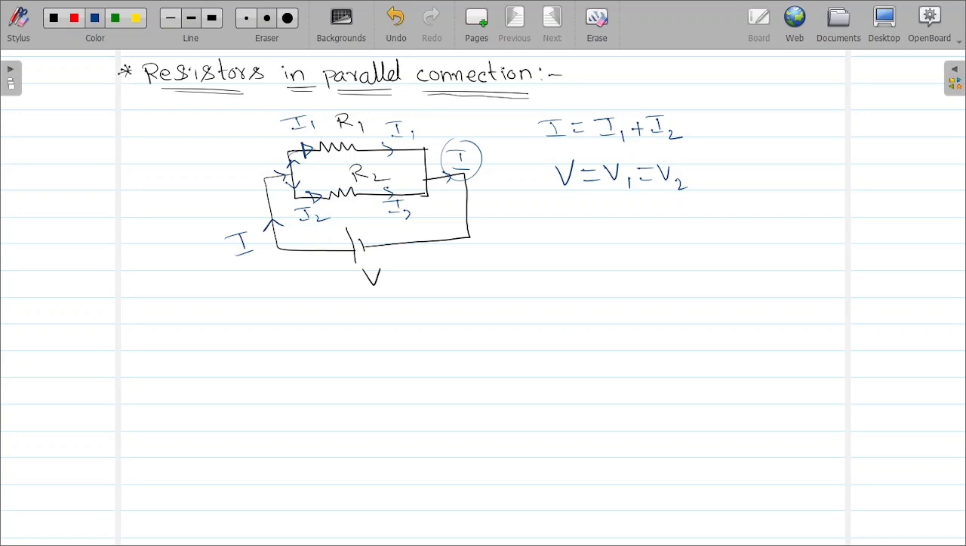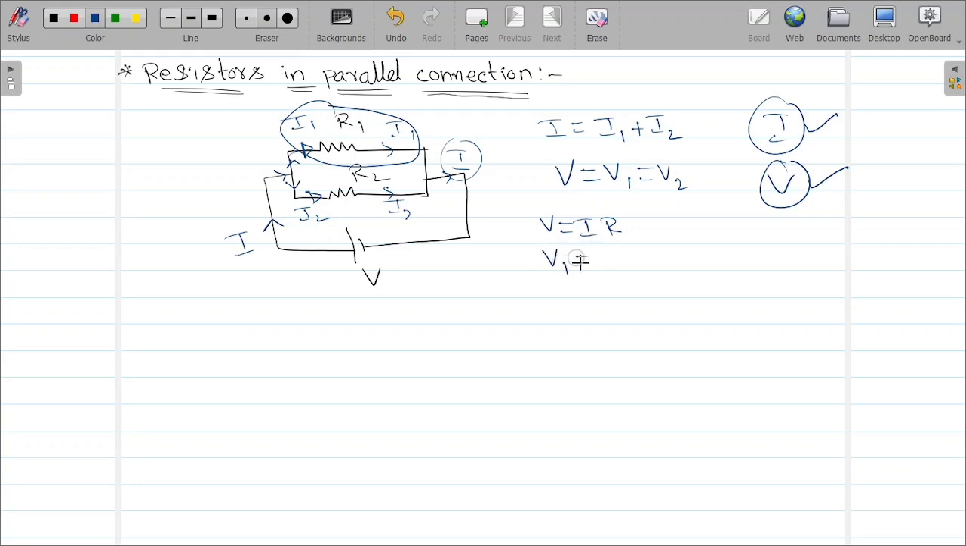In series connection, current is constant. In parallel connection, potential is constant. Very important point, you have to remember it. In series connection, current is constant. In parallel connection, potential or voltage is constant. Already you know the formula. What is that? According to Ohm's law, V equal to IR, the general formula.